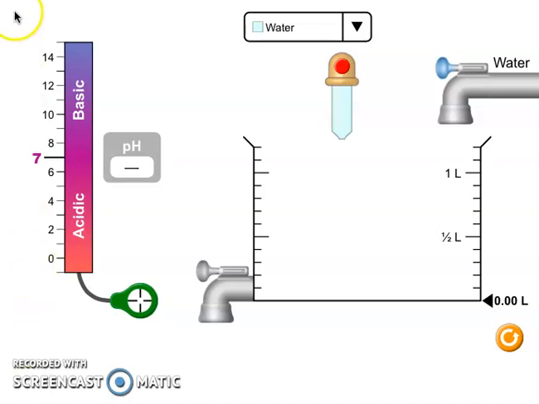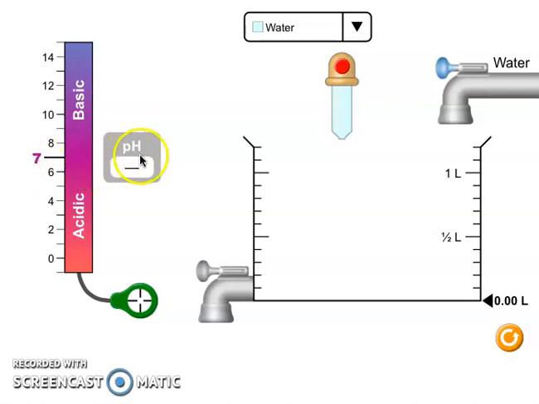Okay, folks, this is just a video to show you the PhET activity if you can't get onto it because of the devices that you currently have. So over here on the left hand side you will see a scale. The scale goes from 0 to 14, and you will see that here 7 is highlighted. We've already talked about neutral. Something that has a pH of 7 is what's called neutral.